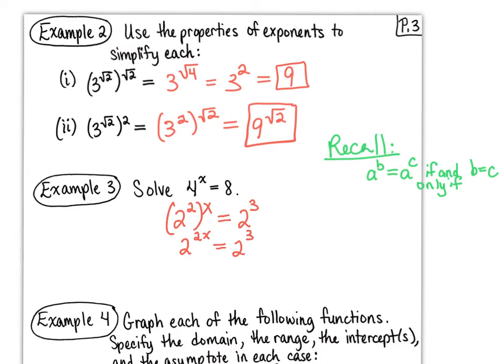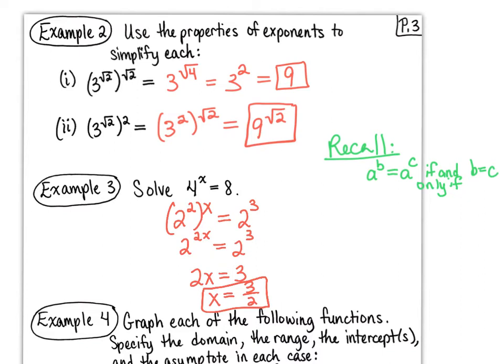Now what can you say? So the exponents are equal to each other. That's right. Your exponents are equal to each other because the bases are the same. So 2x equals 3, or in other words, x equals what? 3 over 2, or 3 halves. Very good. And there's a way you can check it.